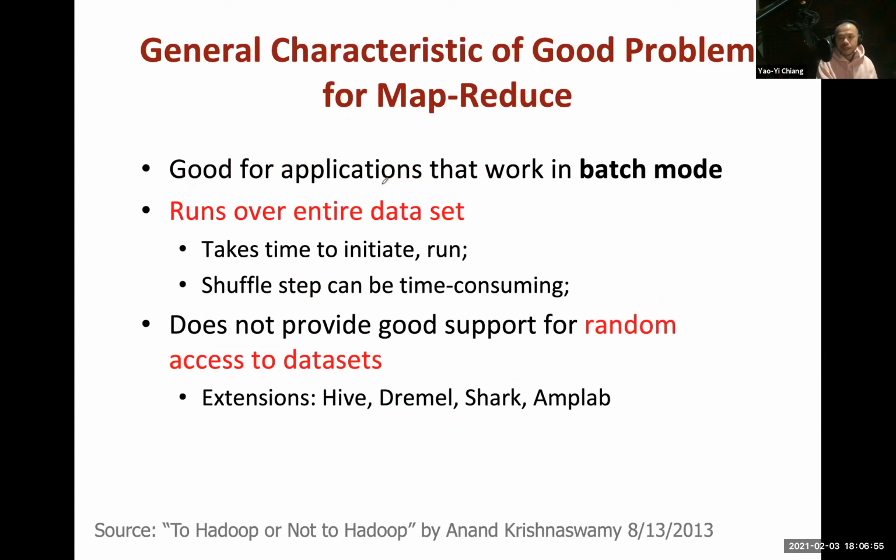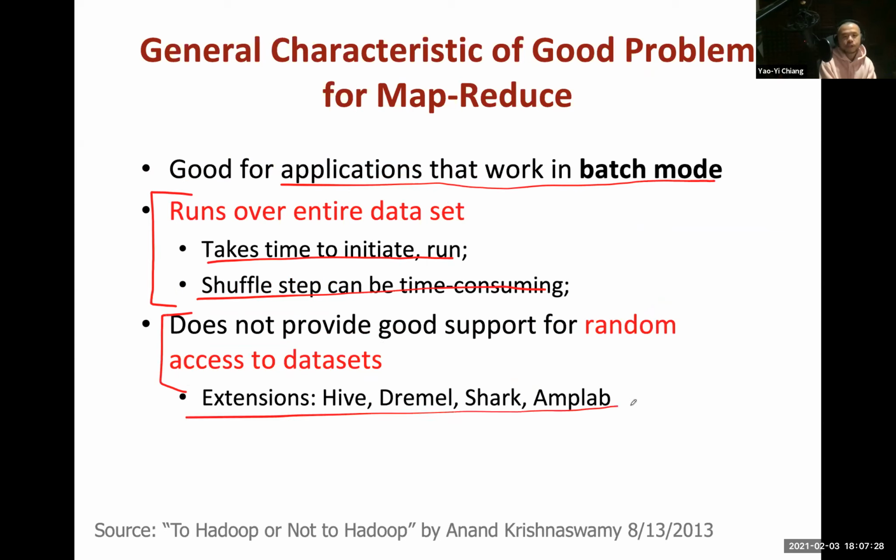MapReduce is also good for applications that work in batch mode. That means you want to run over the entire data set. It really takes time to run. If you have 100 terabyte of data set, shuffling step can be also time consuming because it needs to be able to read the keys from map results and then decide which machine it has to go for the reduce steps. We do not support random access to data sets in MapReduce. There are some extensions, but in general, if you want to do random access, that means you have to have some index of your data set. And if you remember, doing MapReduce, we do not have any index.